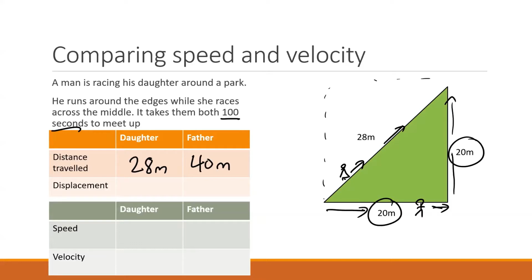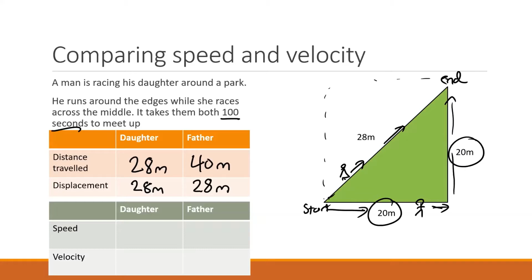Now their displacement, if they start here and they end here, the displacement of the daughter is 28 meters, because that's how far it is from start to end. The displacement of the father is 28 meters. I'm going to give you guys a second for that to sink in.